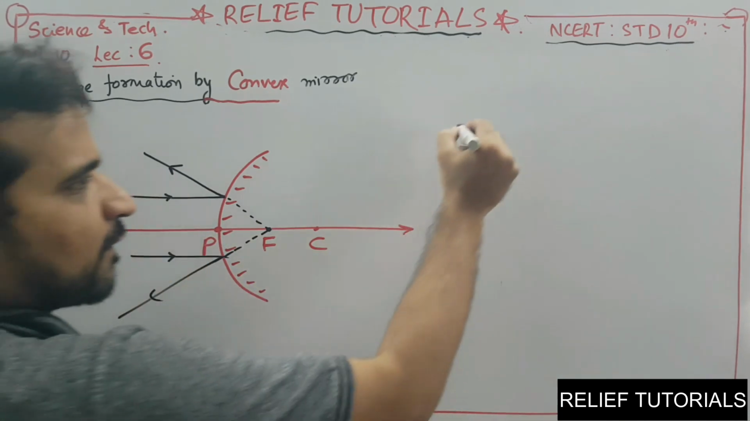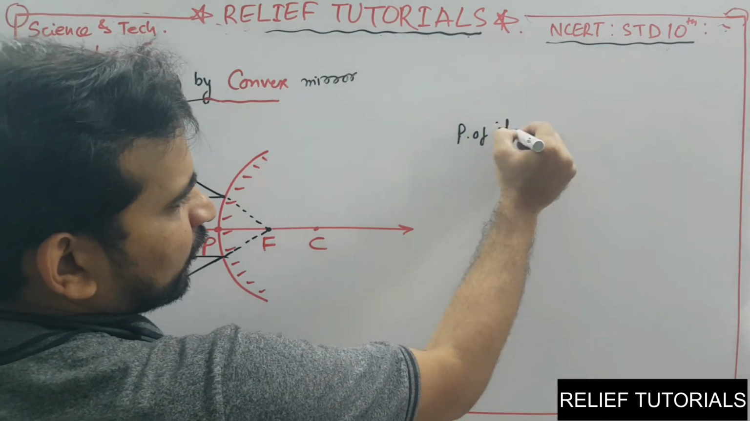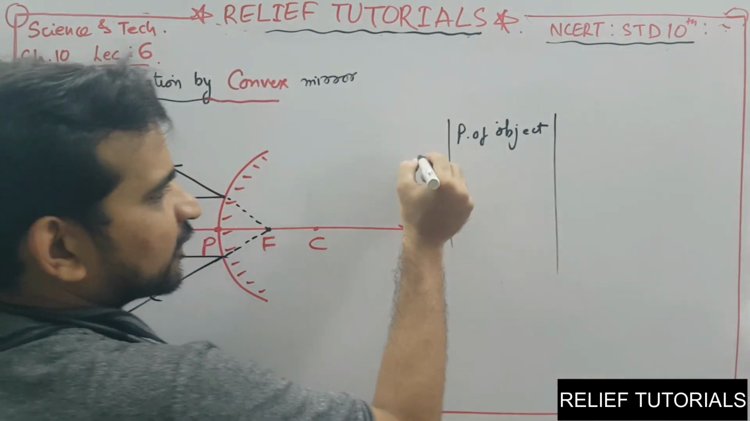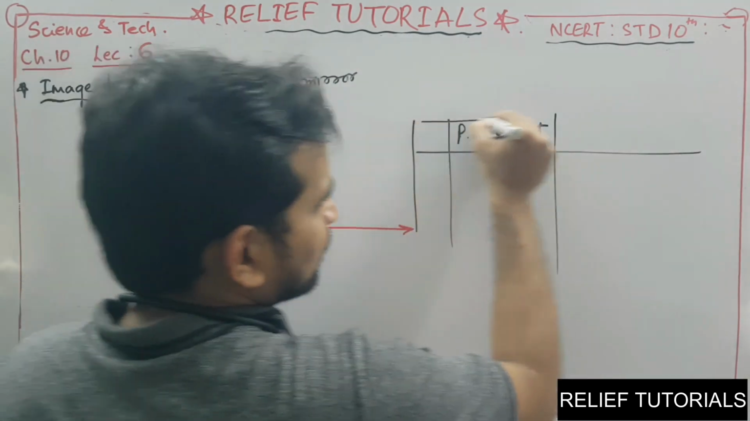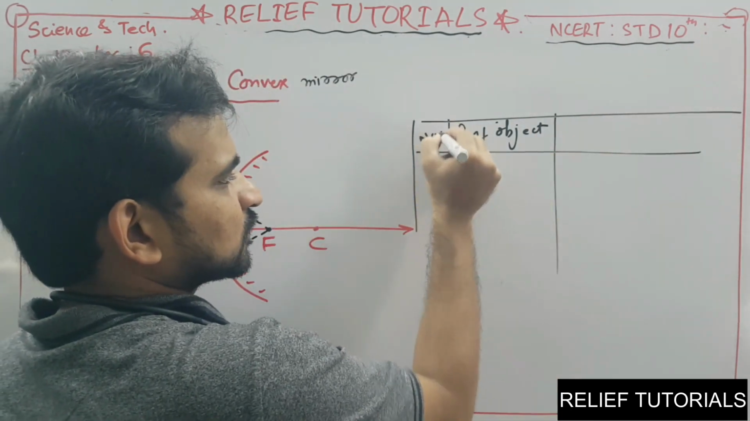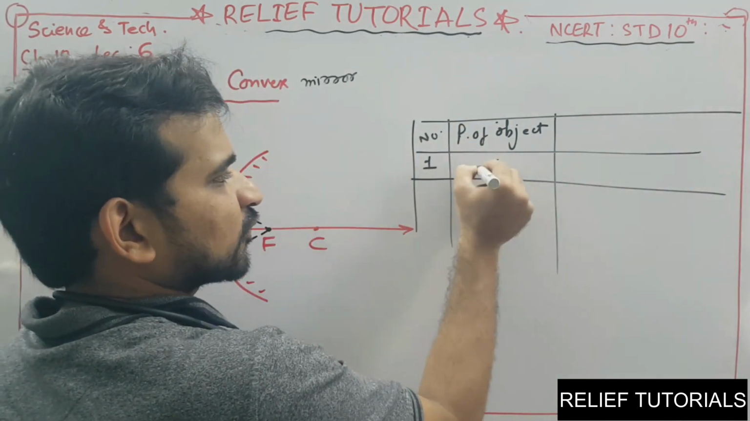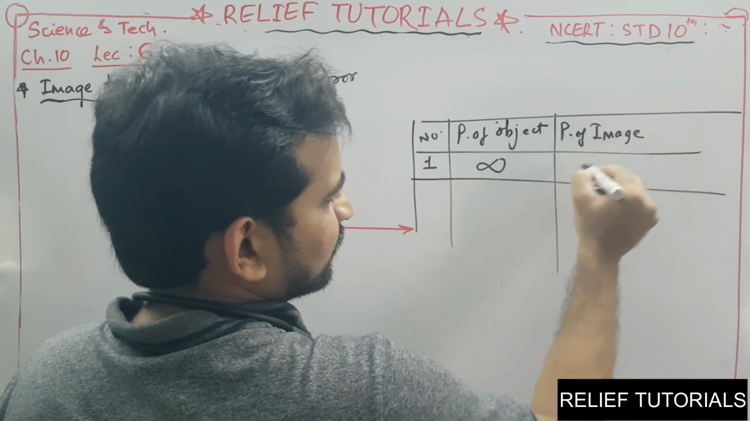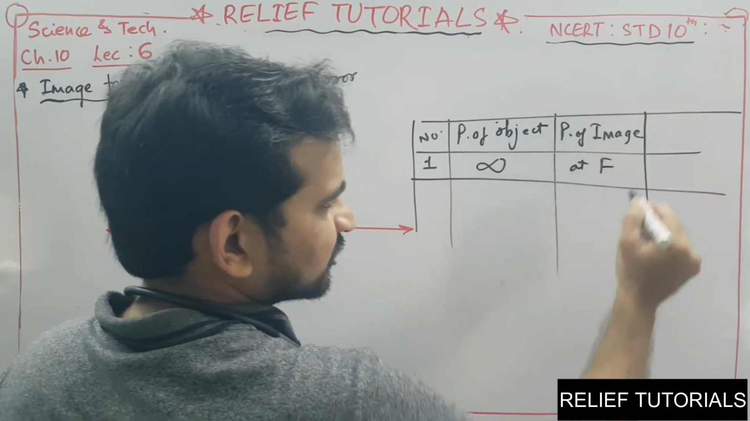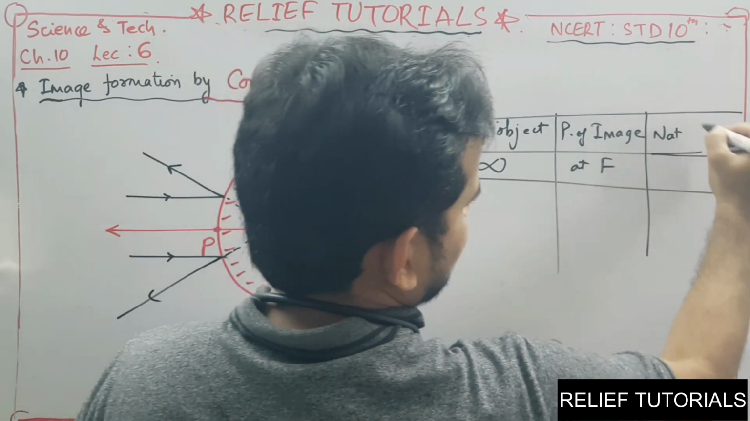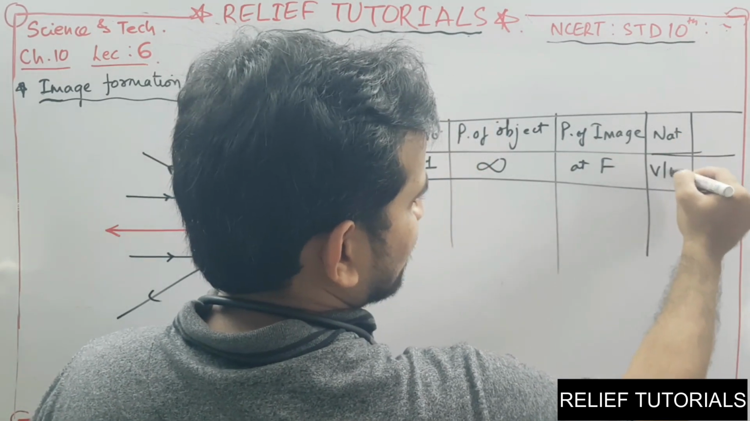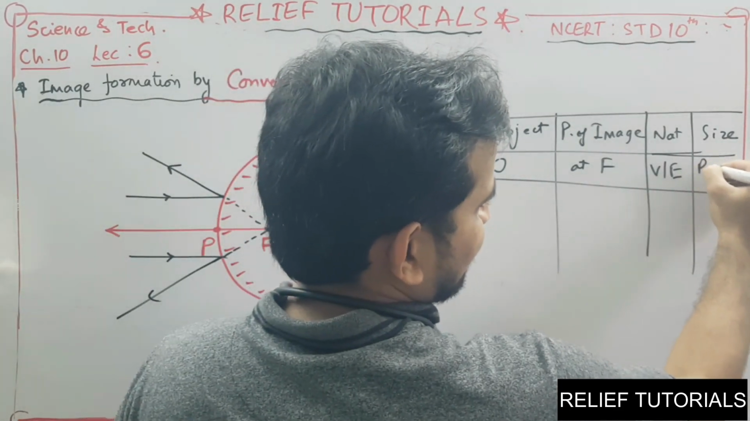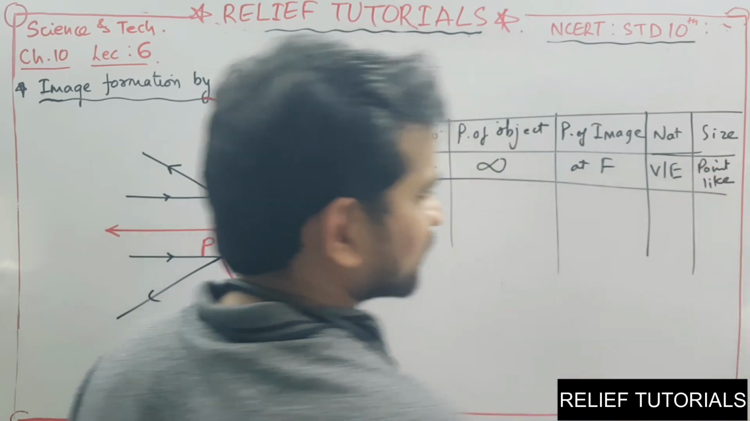We have formed this kind of table. In the first case, the position of object is at infinite distance. Position of image is at F behind the mirror. Nature is virtual and direct, and size of image is point-like. This was the first case.